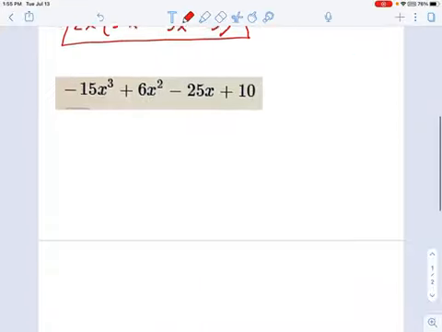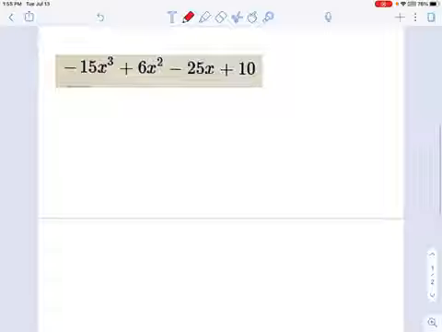Okay, now, this next example is factor by grouping. Sometimes you will not find a GCF. You won't find the greatest common factor. And if you look at some of these numbers, you'll see why.